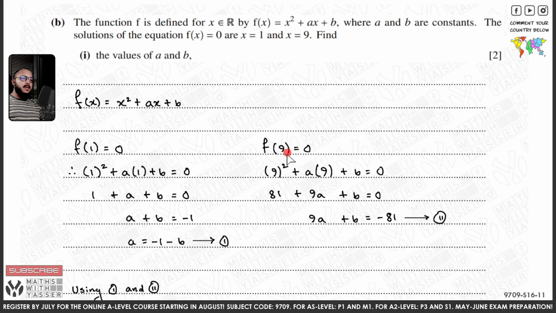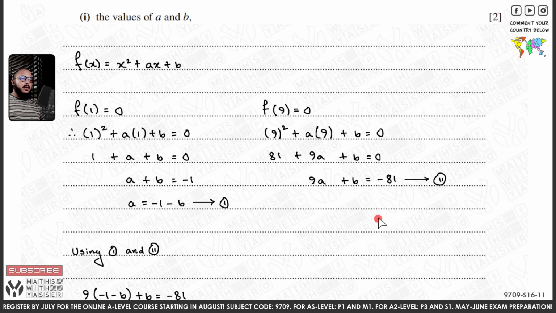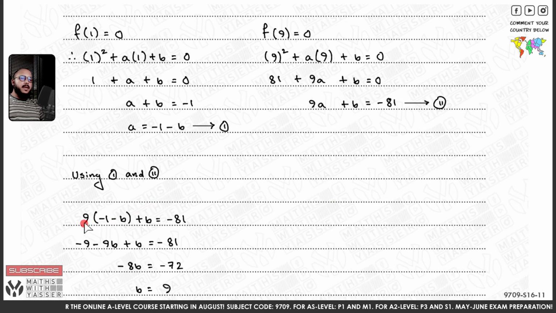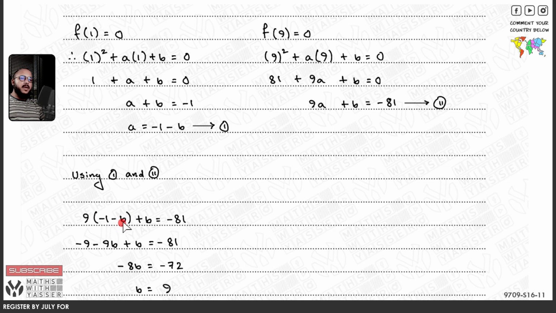And when x is 9, it will be 9 squared plus a times 9 plus b equals to 0. That gives us 81 plus 9a plus b equals to 0. So 9a plus b equals to negative 81. Let's call this equation 2. Now let's substitute this equation into this one. So we get 9, instead of a we can write minus 1 minus b, plus b equals to negative 81.